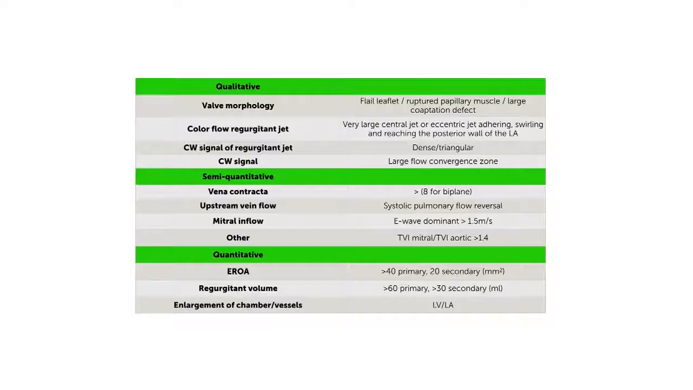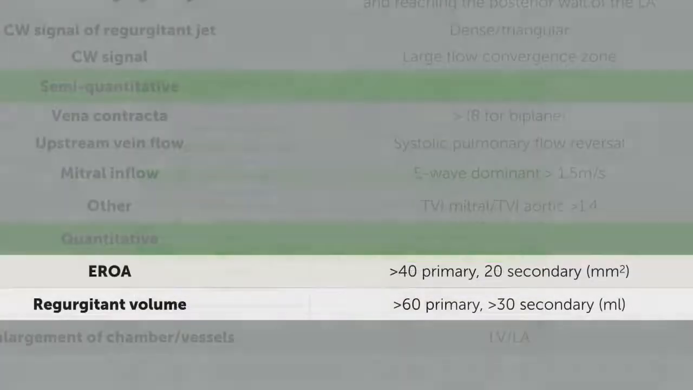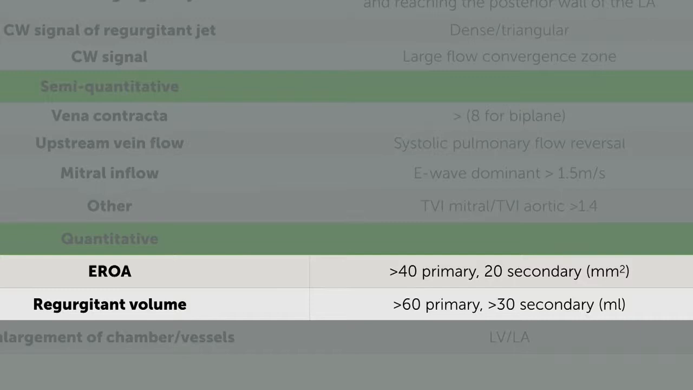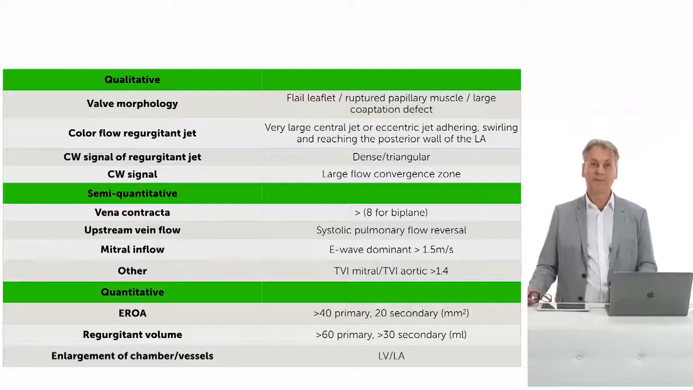Let me highlight this again here in this table. You see that for primary mitral regurgitation, we have an effective orifice area of more than 40 square millimeters as the cutoff value for severe, while in secondary, the cutoff value is 20 square millimeters. And the same also holds true for the regurgitant volume. In primary mitral regurgitation, 60 is the cutoff value, and for secondary, 30 milliliters is the cutoff volume.